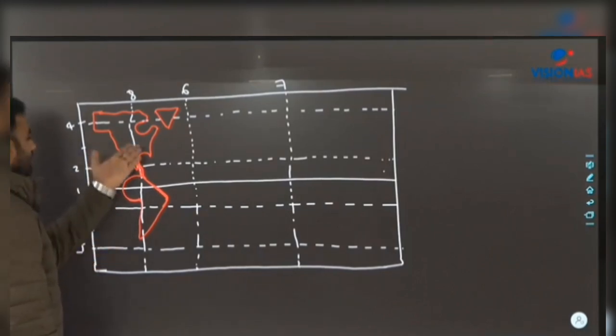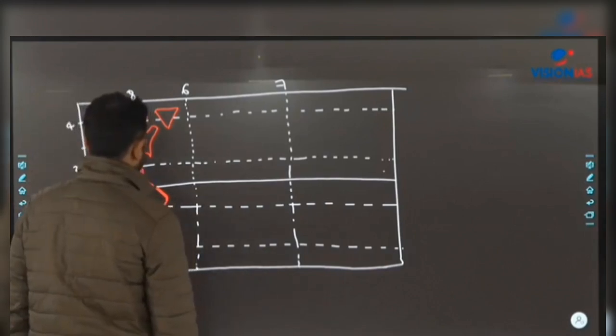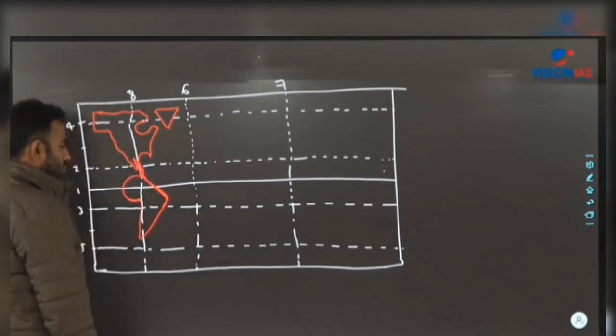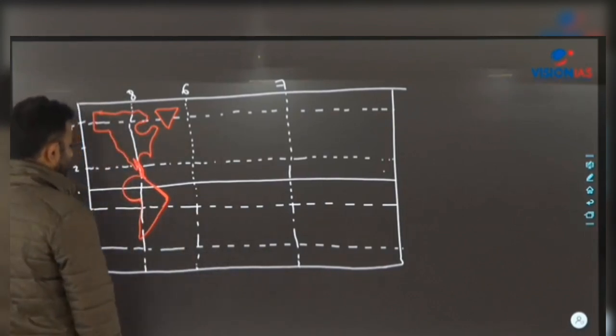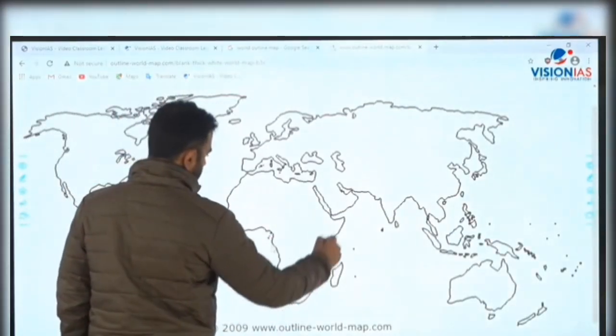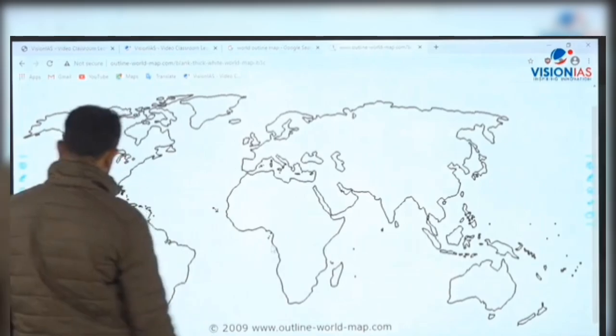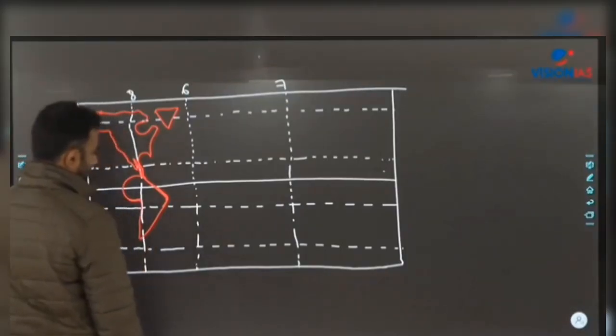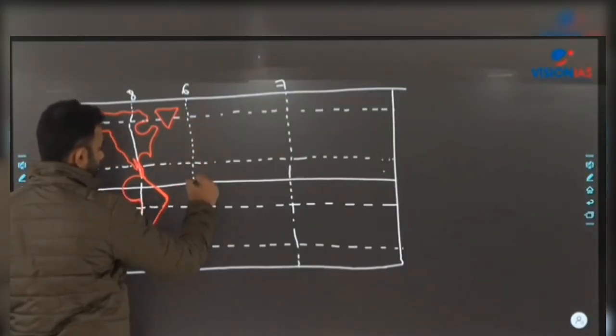Yeah, South America, North America, Greenland. Now let's draw Africa. Very easy, one of the very easy parts. Okay, let me show you the shape. So this part is almost a triangle. Let's draw this triangle. But with respect to the reference point, this part I have drawn.